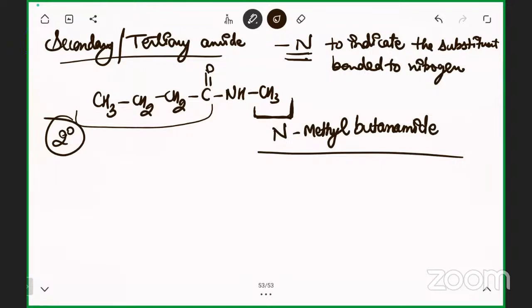I'm giving one more example. CH3, CH2, CH2, C double bond O, single bond NH, single bond CH2, single bond CH3. Is this secondary or tertiary? Tertiary. Sure? Confirm?